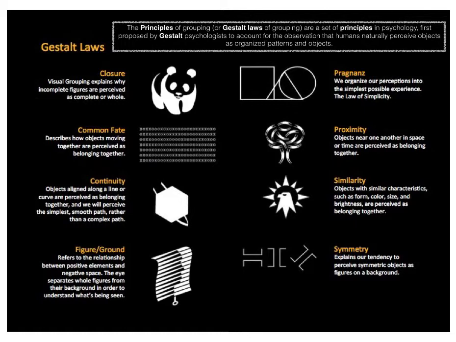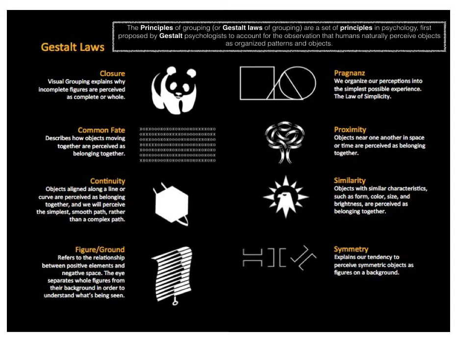Common fate describes how objects moving together are perceived to belong together. This is known as the lemming effect. Continuity means objects aligned along a line or singular curve are perceived as belonging together. So we like to perceive the simplest, smoothest, most complete path rather than a complex path.